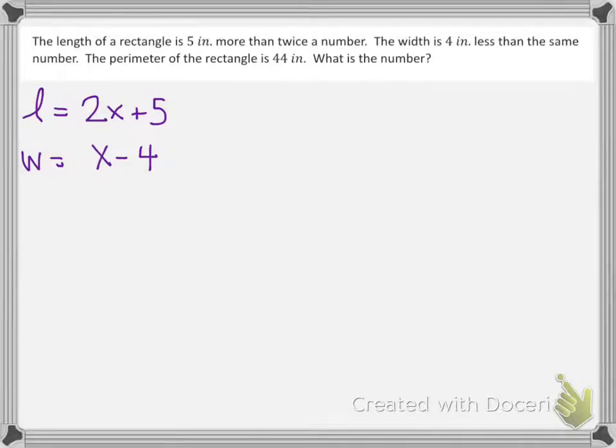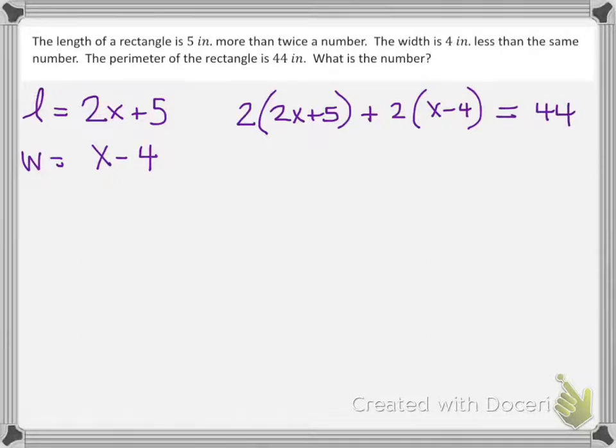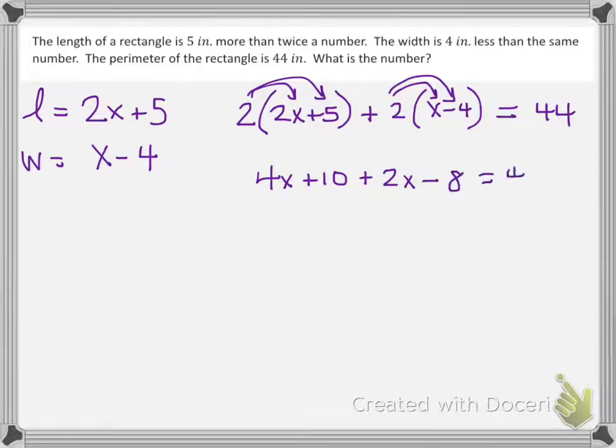Well, that just means that we would have 2 of the lengths, 2x plus 5, added to 2 of the widths. 2 lengths plus 2 widths is equal to the perimeter, which is 44. Now, distributive property, 2 times 2x is a 4x. A 2 times 5 is a positive 10. Plus 2 times x is a 2x. 2 times negative 4 is a negative 8. And that's all equal to 44.